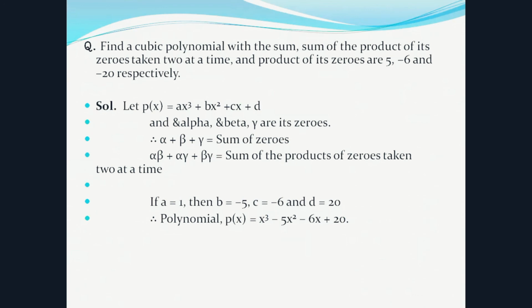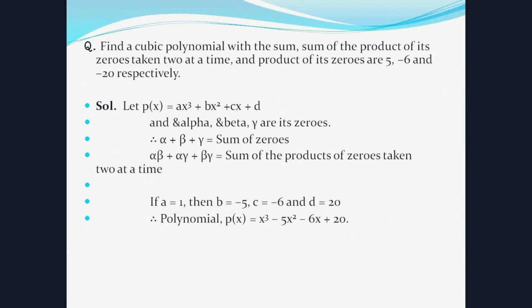So the next question is, find a cubic polynomial with the sum of the product of its zeros taken two at a time and product of its zeros given as 5, minus 6 and minus 20 respectively. Now since we know that alpha plus beta plus gamma is equal to sum of zeros, alpha beta plus beta gamma plus gamma alpha is equal to sum of the product of zeros taken two at a time, and alpha beta gamma is equal to product of zeros, we are given values here too, like 5, minus 6 and minus 20.